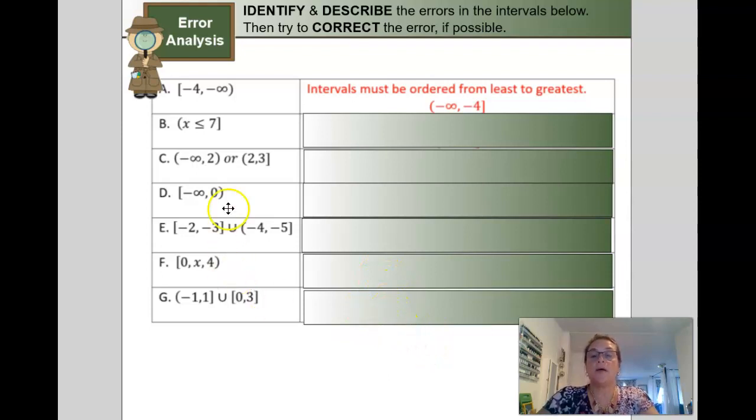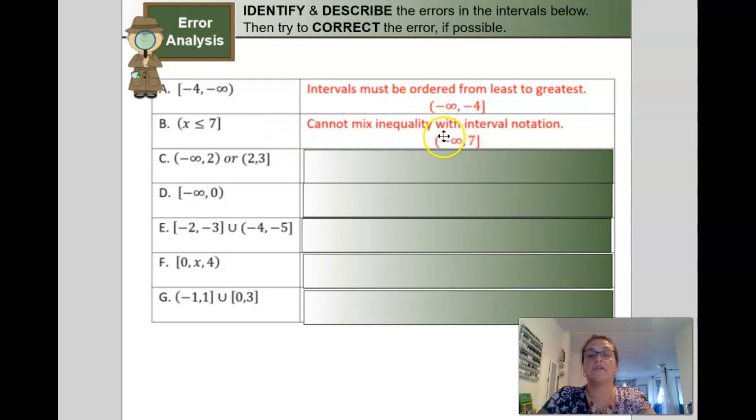Okay, so in example B, the interval notation and the inequality notation here has been mixed together. Right, we wouldn't write x is less than or equal to 7 and then also have brackets and parentheses around it. It's either one or the other. So I chose to go with the interval notation when I corrected it and wrote that interval as -infinity to 7 with the 7 inclusive because of the equal sign.